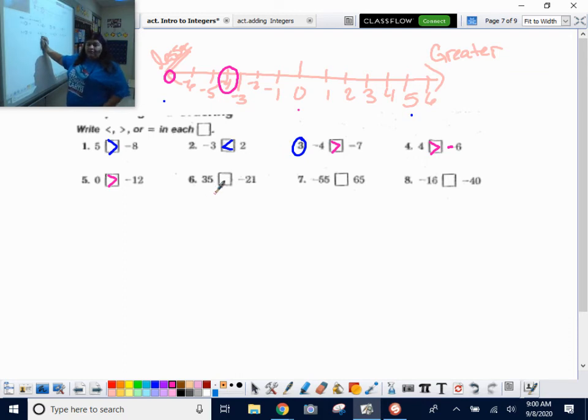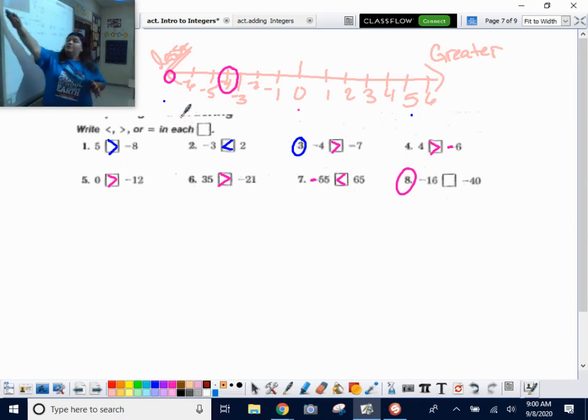+35 compared to -21. Positive is greater than that negative. Good. How about a negative? -55 compared to +65. Negatives are less than positives. Good. Watch out with this one. I have a -16. Now visualize where that is. I have -16 compared to -40, which will be way down there.